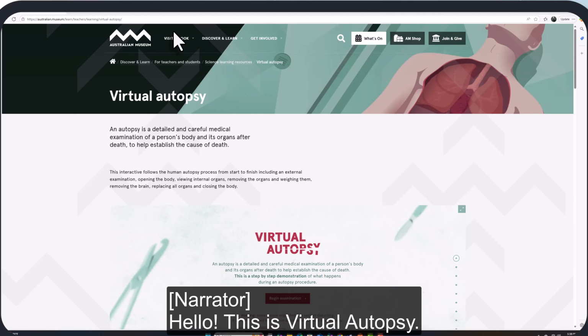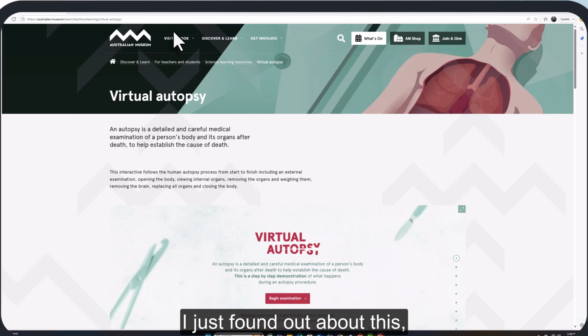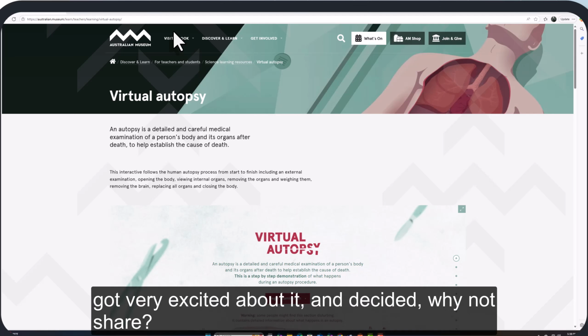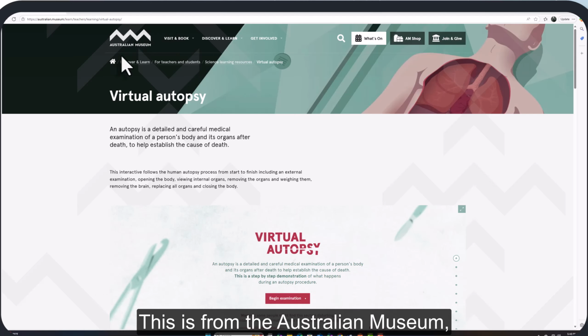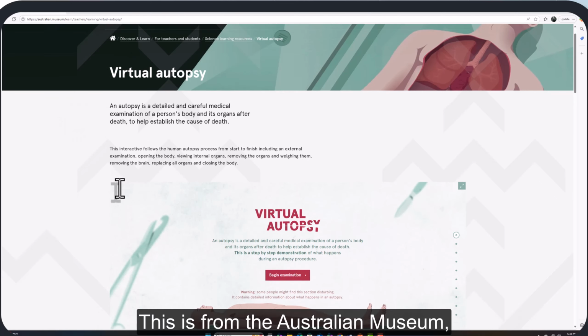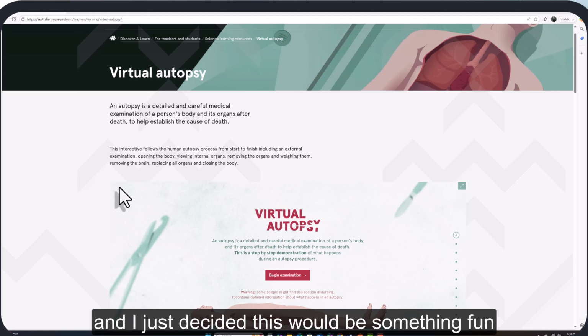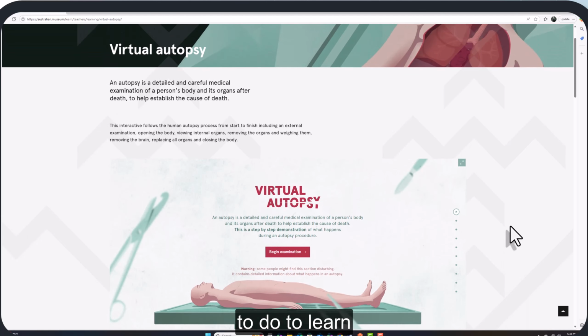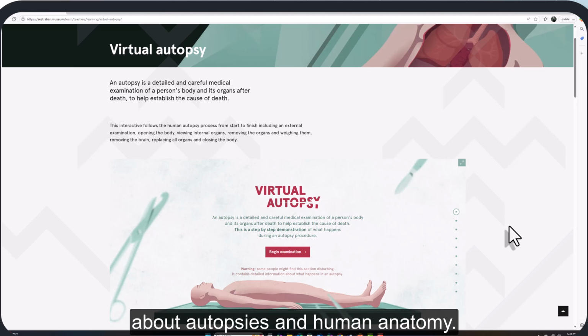Hello, this is Virtual Autopsy. I just found out about this, got very excited about it, and decided, why not share? This is from the Australian Museum, and I just decided this would be something fun to do to learn about autopsies and human anatomy.